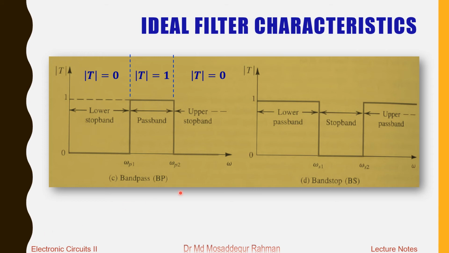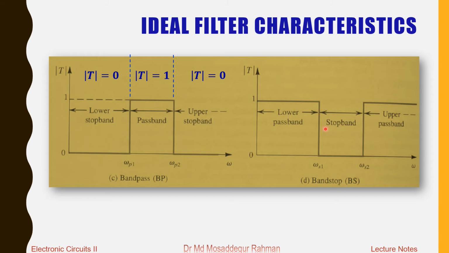And then we have the band stop filter, that is just the opposite to what we have for the band pass filter. Here we have this stop band that is within these two frequencies, omega s1, the first stop frequency, and omega s2, the second stop frequency. If your signal has frequencies within this range, then that signal will be blocked by the filter circuit.